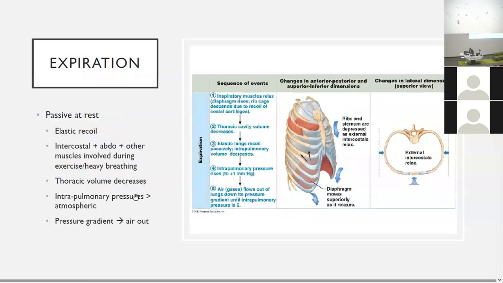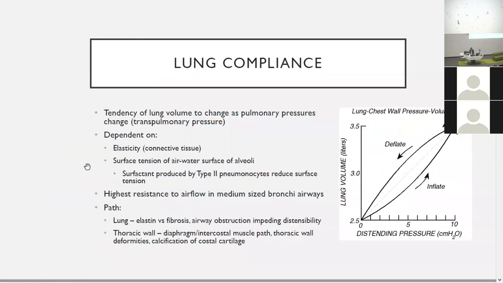Oops. We'll move on. Expiration is passive at rest, so you don't need any muscles to expire at rest. You only need muscles to expire when you are doing activity or when it's forced expiration. These are the muscles you use: your intercostal muscles and abdominal muscles. The main thing is you reduce your thoracic volume, which increases the pressure inside your lungs, and then you exhale. Does that all make sense?